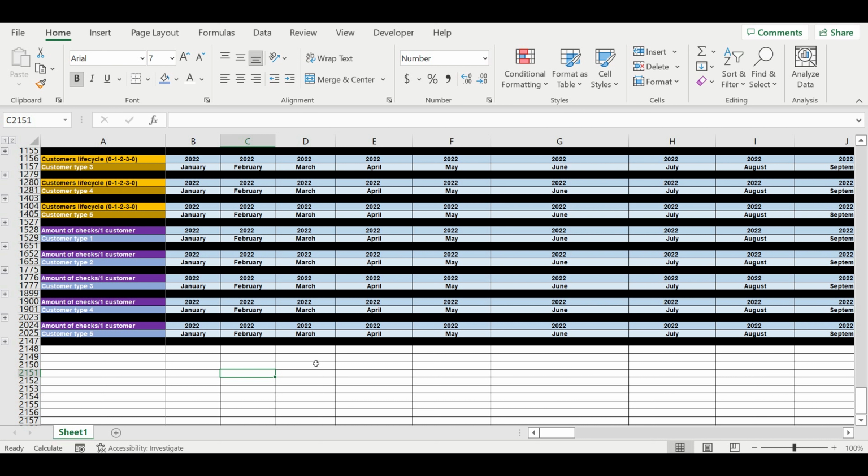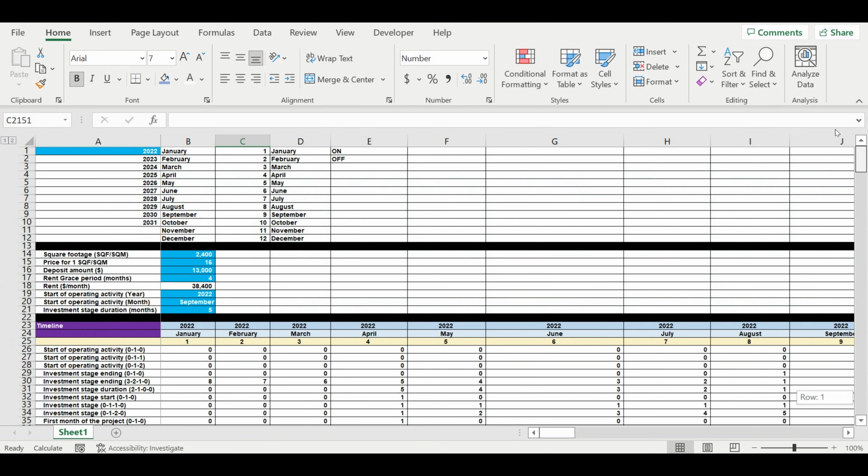Today we will continue building the financial model. This is a rent calculator for your business idea. So using this model you can calculate how rent payments affect your business idea, your profitability, payback period, simple discount, and internal rate of return.